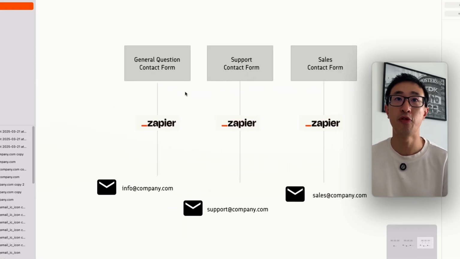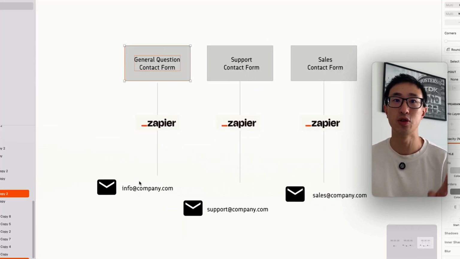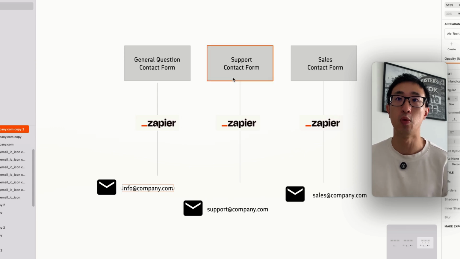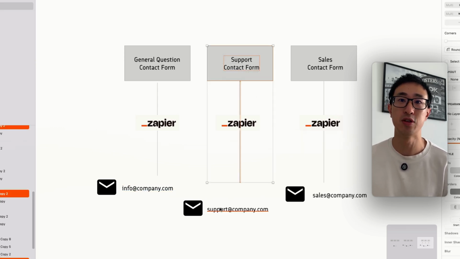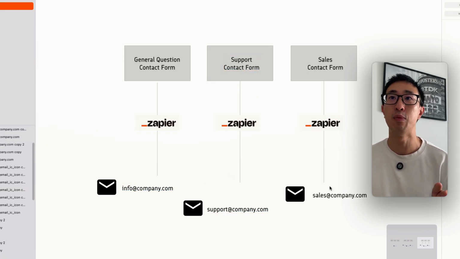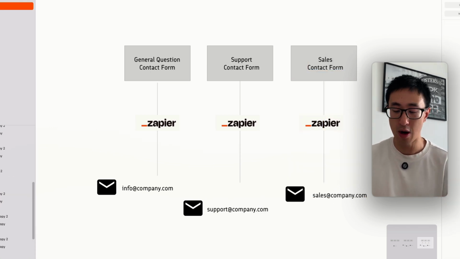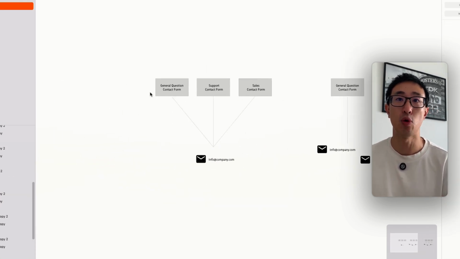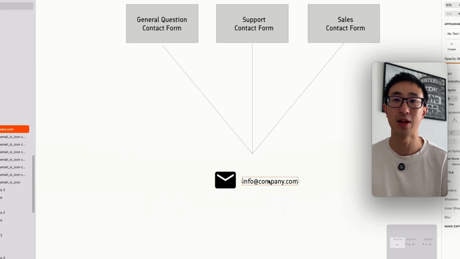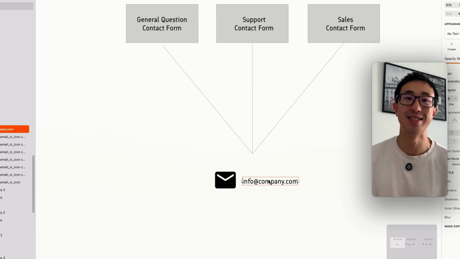So right now, what if we want the contact form to be sent to info@company.com? What if we want the support form to be sent to support@company.com? And what if we want the sales form to get sent to sales@company.com? Right now, what's actually happening is all 3 of these forms are getting sent to that one email address. So one way we can work around this is by using a free solution called Zapier.